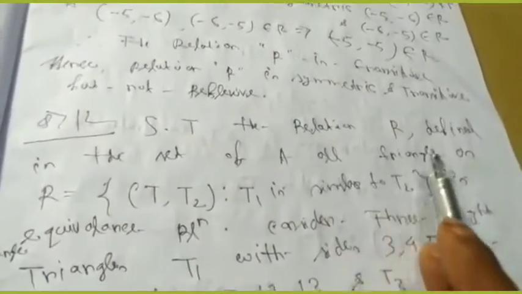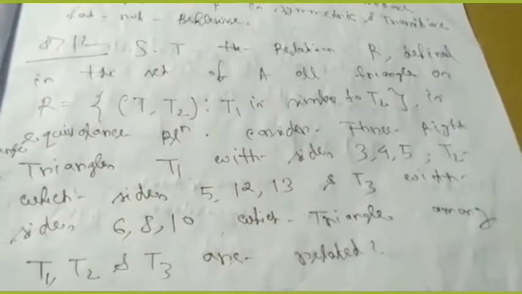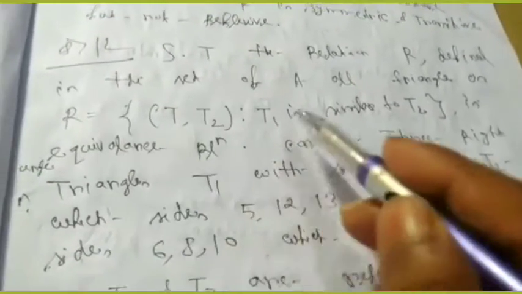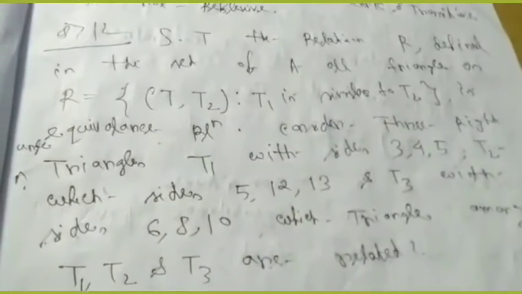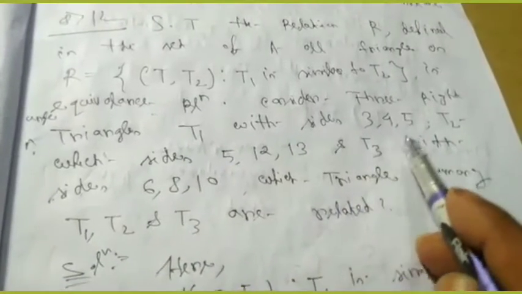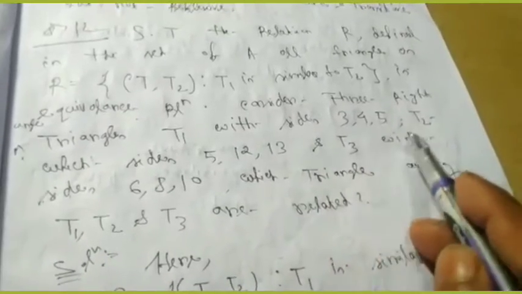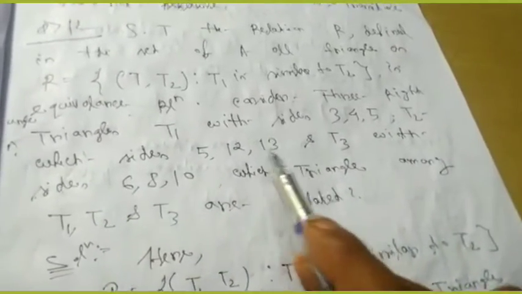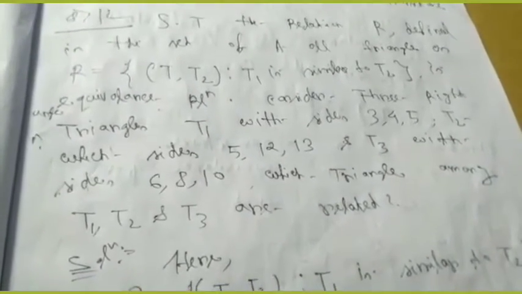Show that the relation defined in the set A of triangles, T1 is similar to T2, is an equivalence relation. So this is the relation given. We have to check whether this relation is an equivalence relation or not. Then consider three right-angled triangles: T1 with sides 3, 4, 5, T2 with sides 5, 12, 13, and T3 with sides 6, 8, 10. Which triangles among T1, T2, T3 are related? After that we need to find out which of those three triangles are related to each other.